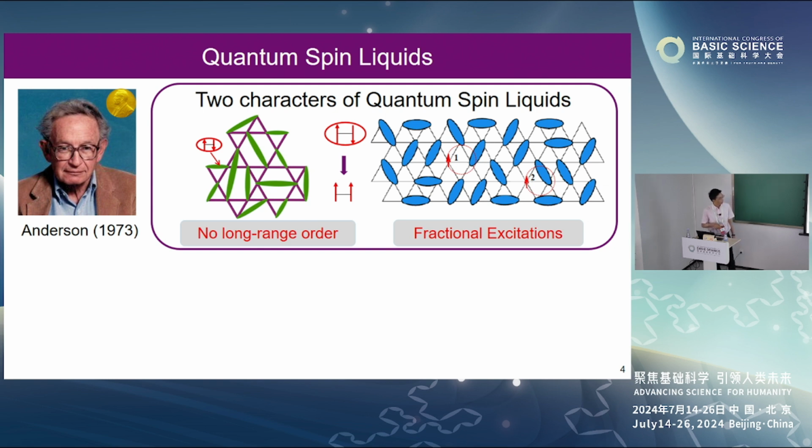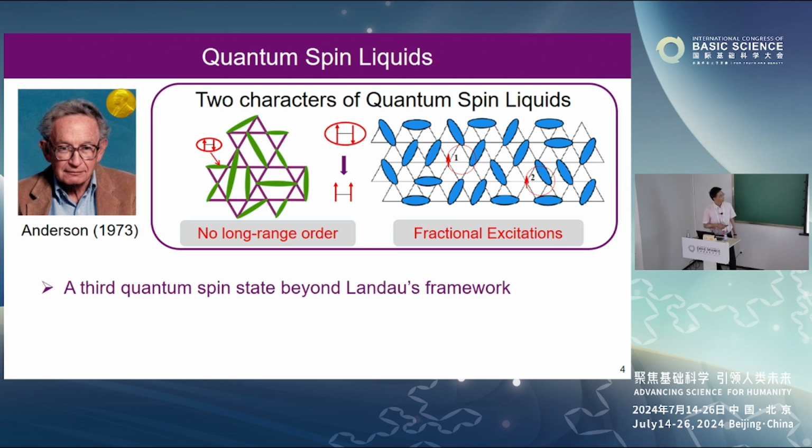So here I summarize two characteristics of quantum spin liquids. One is that they don't have any long-range order, and the second is that they are long-range entangled and can have fractional excitations. So for a quantum spin liquid, they actually don't break any symmetry, either lattice or spin symmetry. And so it is a third quantum state beyond Landau's framework. Sometimes you need to use topological theory to describe the phase and the phase transition.